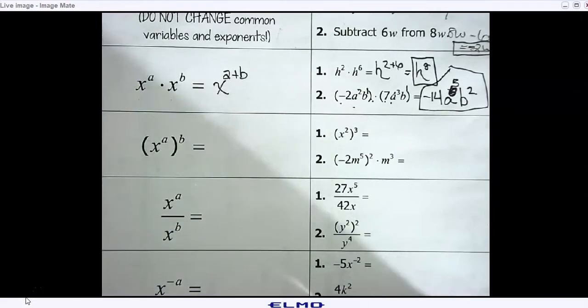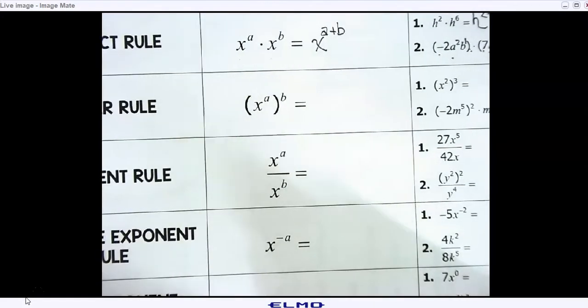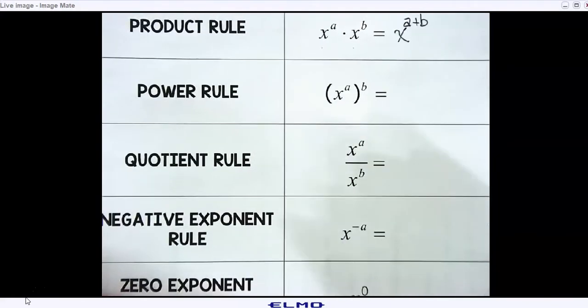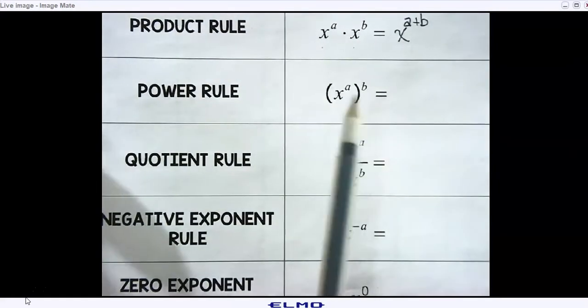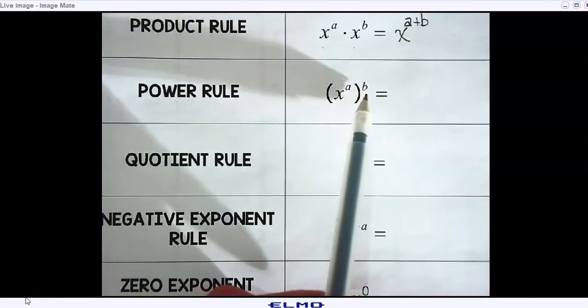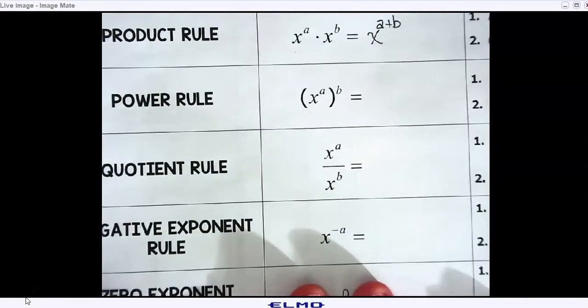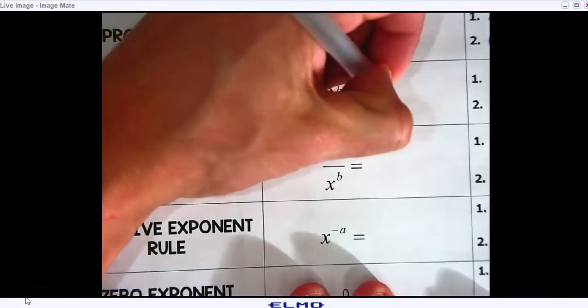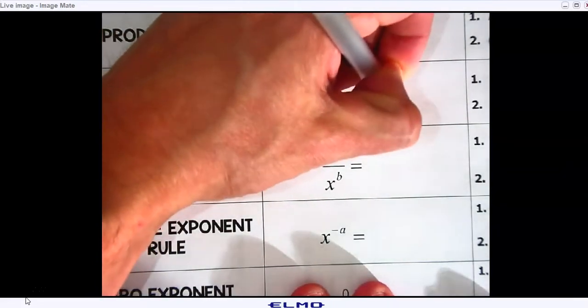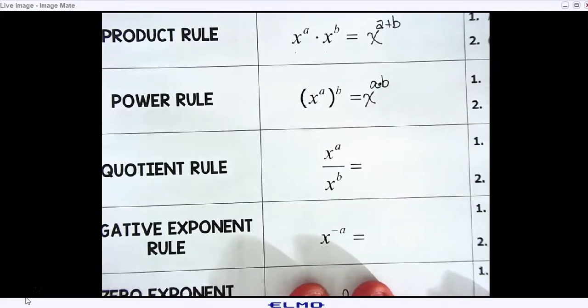We have x to the a power with b on the outside. This is what we call the power rule. That's when you have exponents inside parentheses being taken to exponents outside parentheses. The rule for this is you keep the same base, in this case x, and you multiply the a times the b. And whatever number that gives you is your new exponent.